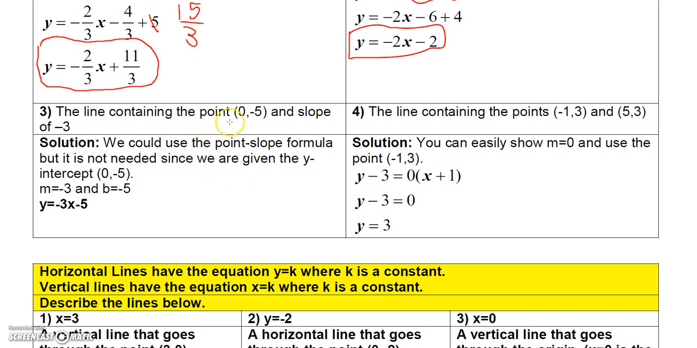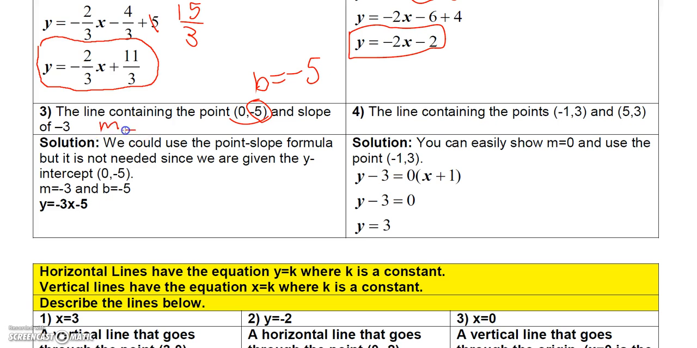Now, this line, I kind of threw this in there to trick you a little bit, but you could actually use the point-slope formula to find the equation of the line that goes through this point and has a slope of negative 3, but you don't really need it, because if I'm giving you this point, well, since x is 0, you know that this is the y-intercept. So actually, if you think back to the slope-intercept form, we know that b is negative 5, and we know the slope is negative 3, so we know m is negative 3.